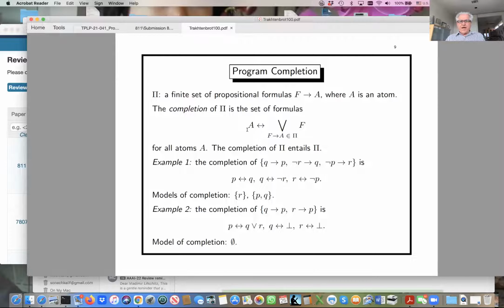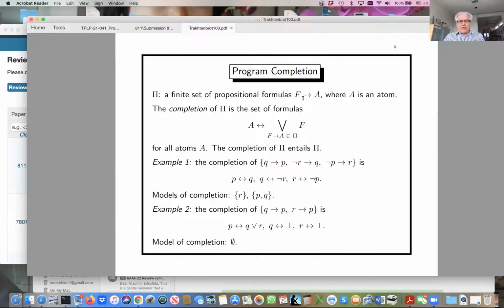So the completed definition of A says that A is equivalent to the disjunction of the antecedents of all the implications that have A in the consequent. In other words, if you think of each of these formulas with A in the consequent as giving a sufficient condition for A, the antecedent of this implication, then what this completed definition says is that collectively these sufficient conditions are also necessary. A is true only if it is supported by at least one of these sufficient conditions.